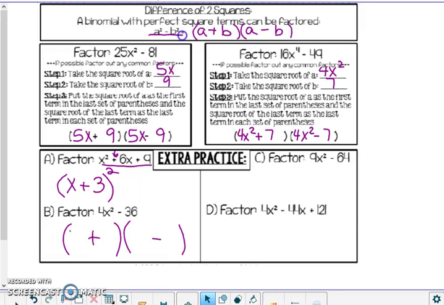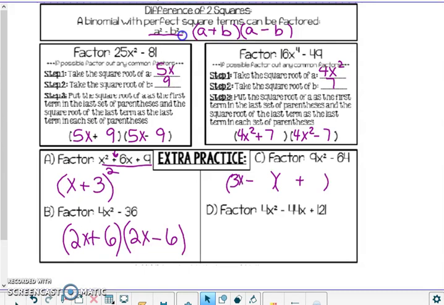We have 4x squared, so that factors to 2x times 2x. And the square root of 36 is 6. Simple as that. Now we have C over here, which is 9x squared minus 64. And again, 2 sets of parentheses because it's a difference of 2 squares. And this time I'm going to go ahead and put minus in the front and positive in the second one, just to show it doesn't really matter.